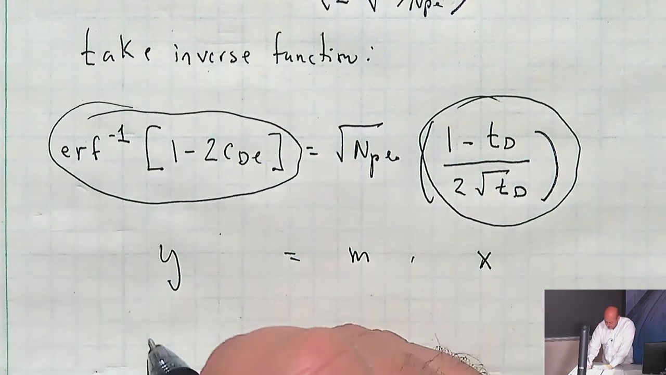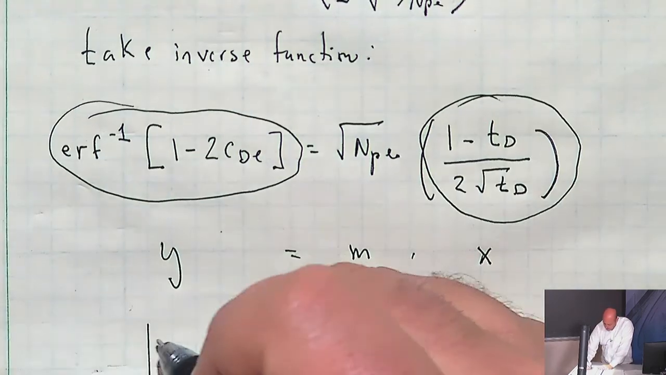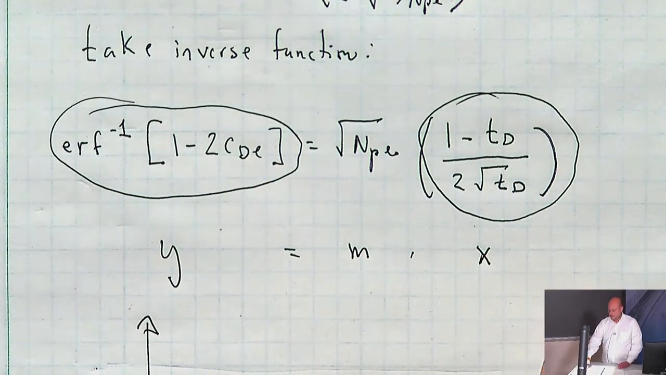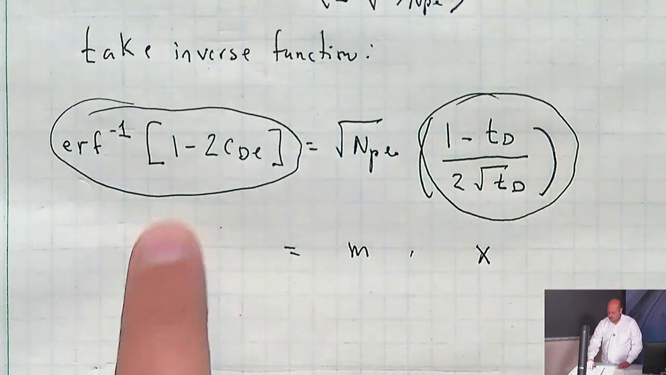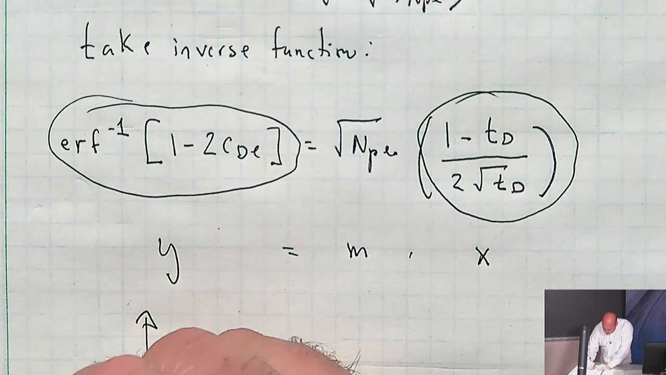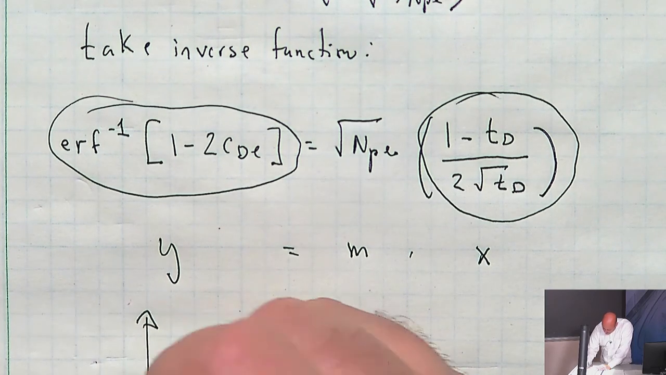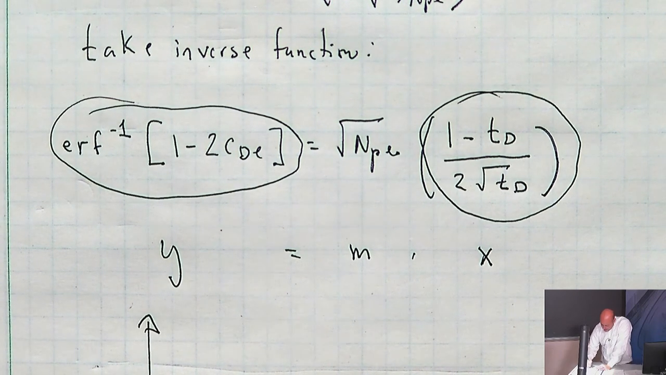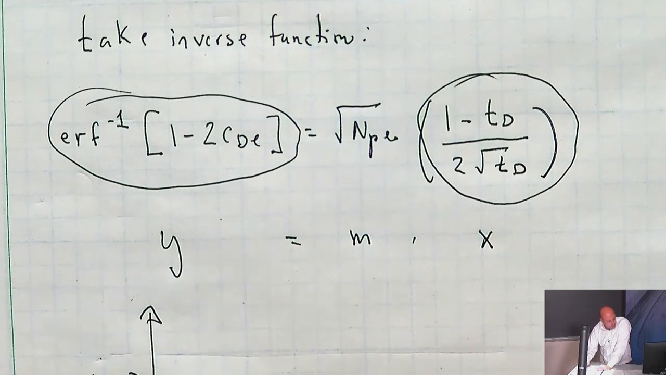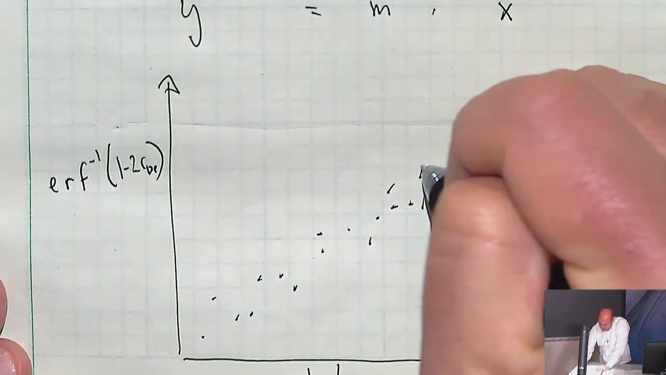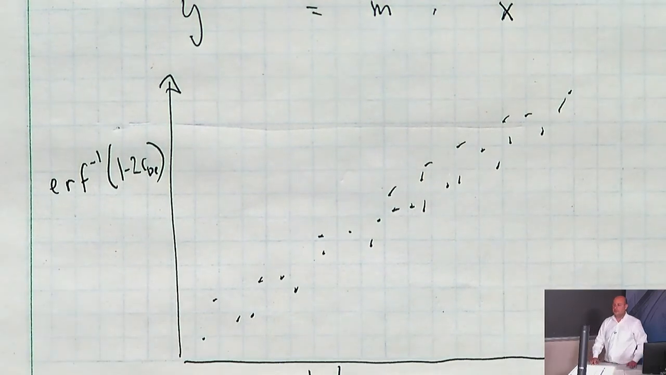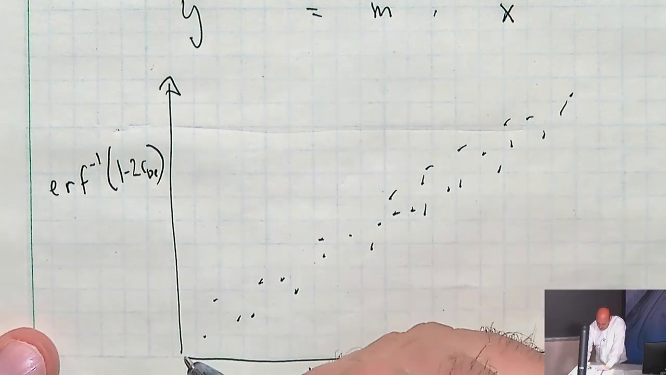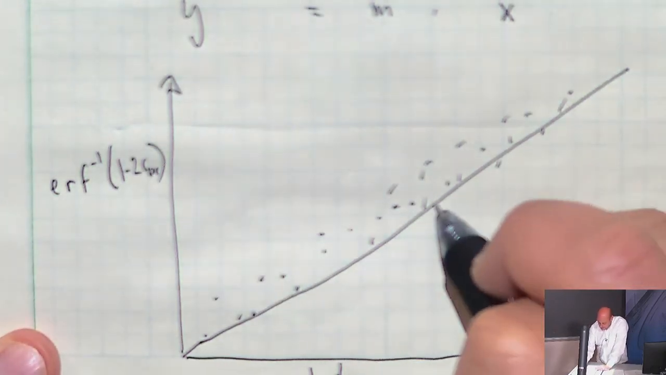So what this means, if I make a plot, what I'm going to get is data of TD versus CDE. And that alone is not good enough. I got to put it into this form. So maybe I call this x and maybe I call this y. And if I plot y, or inverse error of 1 minus 2 CDE, and on the x-axis I plot 1 minus TD over 2 square root of TD, and I plot my data, there'll be some scatter. There always is anytime we do experimental data or field data. You draw a line through the origin, and the slope will be the Peclet number.